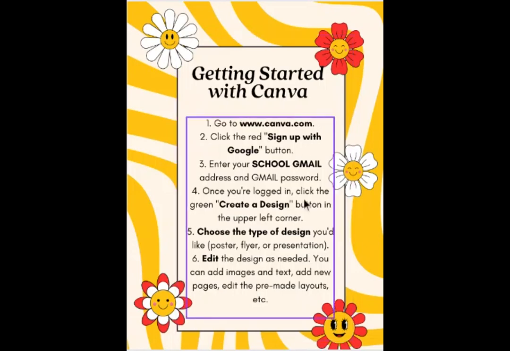So here are the steps to actually get logged in. Uniondale has provided school accounts for all of us where we sign in with our school Gmail login. So you would go to canva.com. And if you've never created an account, you're going to click sign up with Google. So simply enter your school Gmail and your Gmail password. Once you're in, you're going to see a screen that looks something like this.